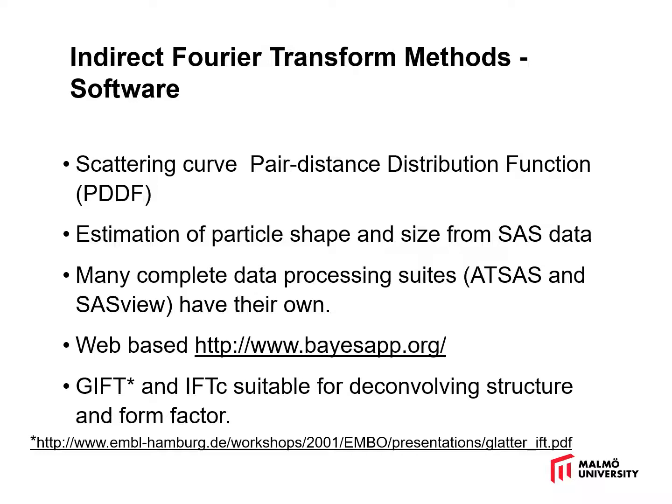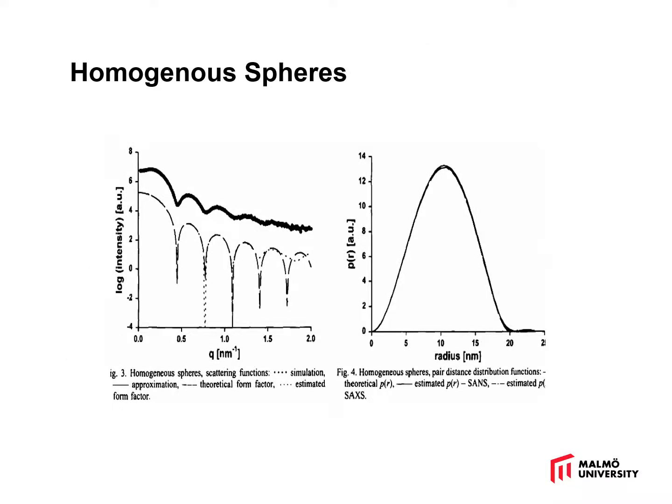Most data processing suites these days have some implementation of this. Some examples are ATSAS, which is used quite often for solution scattering for proteins, and the more generally used SASView. There's a web-based application, and GIFT has been used for a very long time. There's a very nice presentation on the web about the GIFT, and that explains it really quite well. Here's an example of a scattering curve from a sphere, and it's been transformed into a pair distance distribution function, and the shape of this curve helps you identify that it's a sphere.